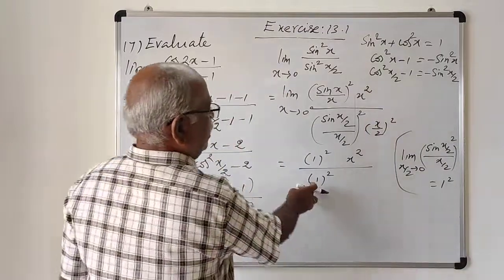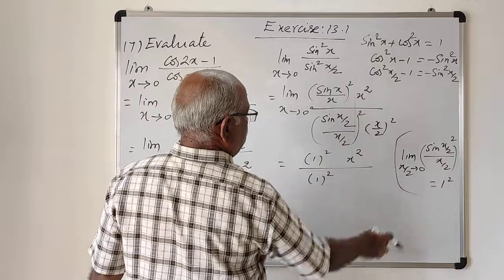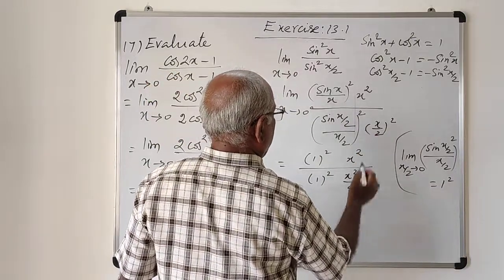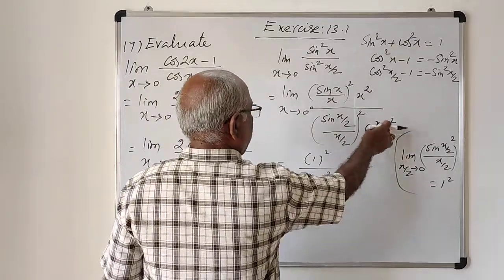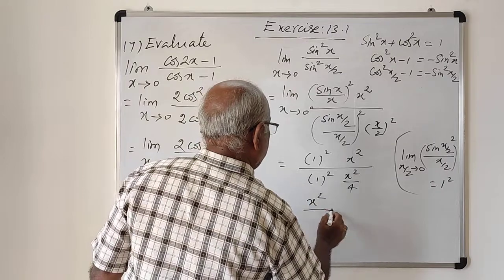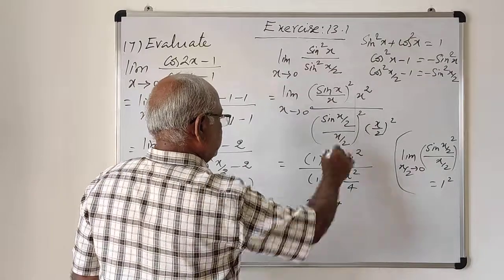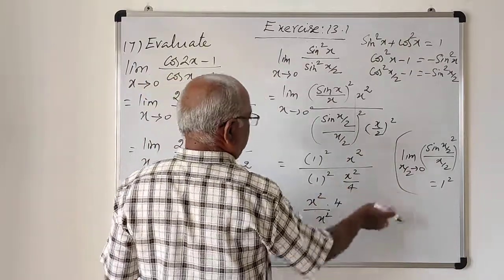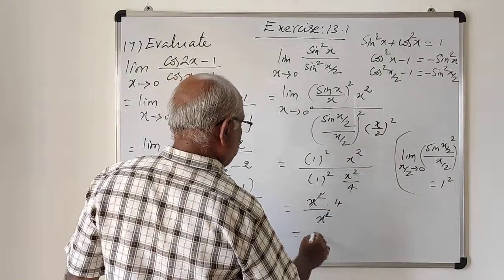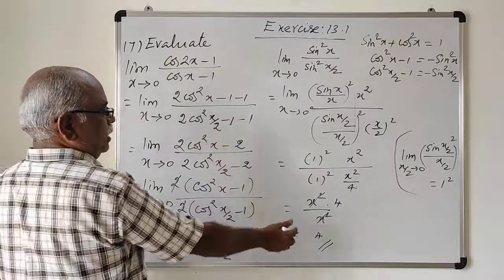Use this result in the denominator. 1 square into (x by 2) whole square, which is x square by 2 square, that is x square by 4. Reversing it, the denominator becomes 4 by x square. The x square terms both get cancelled. Your answer is 4. The problem 17 answer is 4.